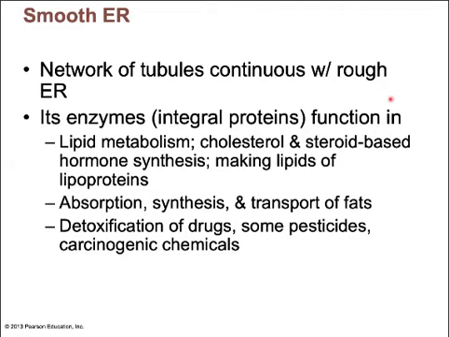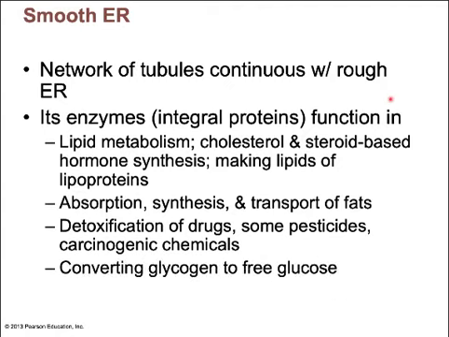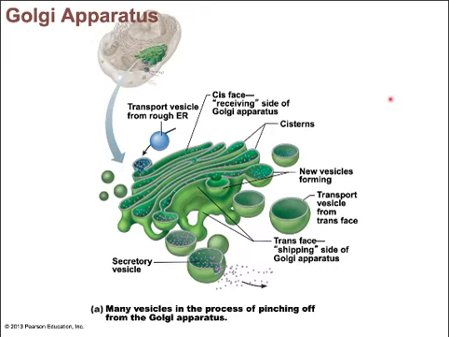They're also important in the absorption, synthesis, and transport of fats, and the detoxification of drugs, pesticides, and carcinogens. They also convert glycogen into free glucose for use in metabolism, and they also serve as an area to store and release calcium. The Golgi apparatus are stacked and flattened membranous sacs that modify, concentrate, and package protein and lipid from the rough ER. Transport vesicles from the ER fuse with the convex cis face.